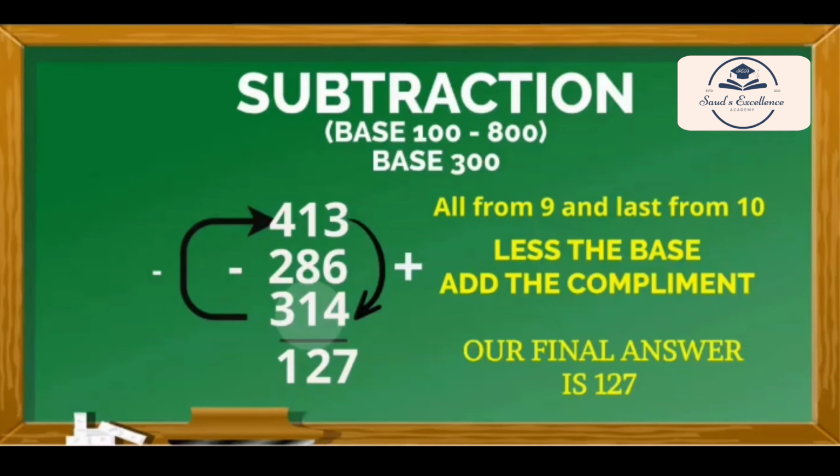Similarly, you can find for base 400, 500, 600, 700 and 800 with the same method.